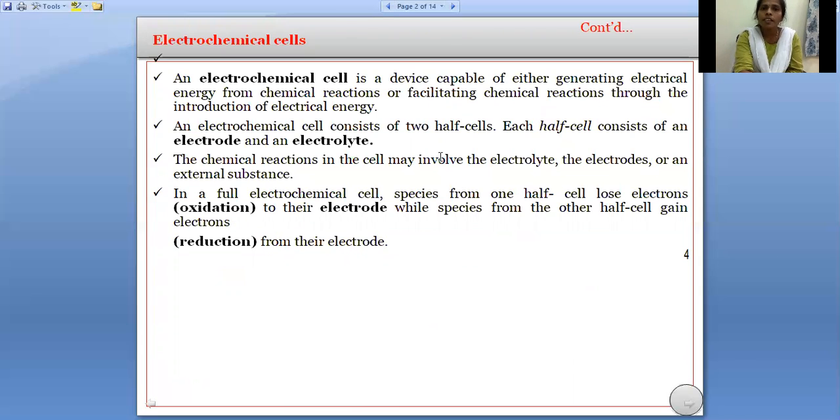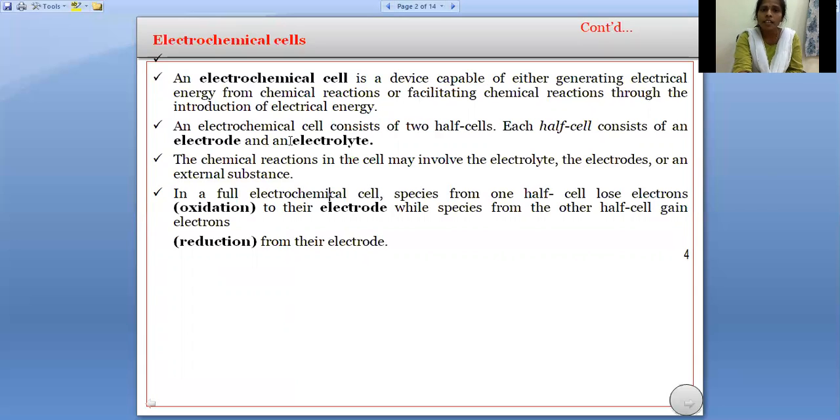An electrochemical cell is a device capable of either generating electrical energy from chemical reactions or facilitating chemical reactions through the introduction of electrical energy. So what is an electrochemical cell? Either electrical energy converts to chemical energy, or chemical energy converts to electrical energy.